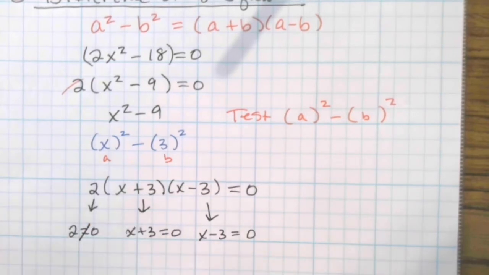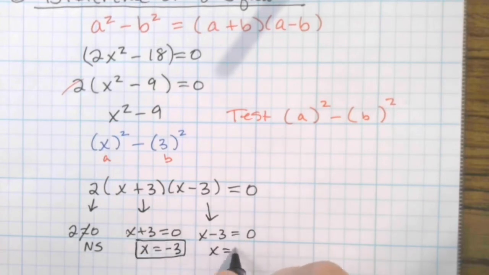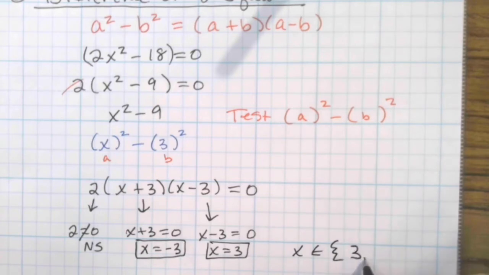2 is not equal to 0, so that factor is not a solution for x. The middle one, x is negative 3, that will work. The right one, x is positive 3, that will work. So you have 2 possible answers, 3 and negative 3.